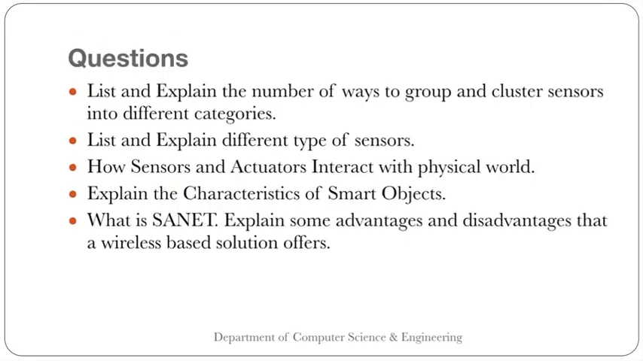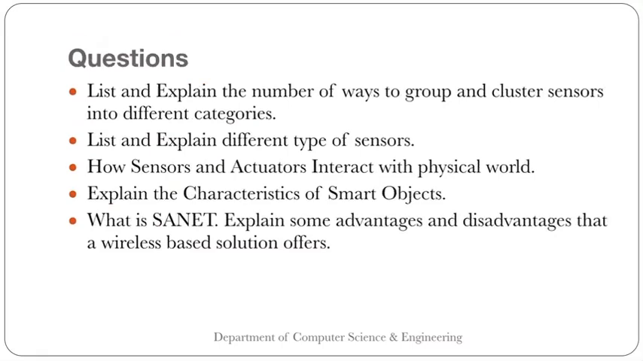Okay, we are done with today's topics. So what questions can be asked on this topic? The first one is, list and explain the number of ways to group and cluster the sensors into different categories. Don't get confused: the groups in which we are clustering the sensors are different, and the types of sensors are different. The next question is, type and explain. The types are different and this is different.